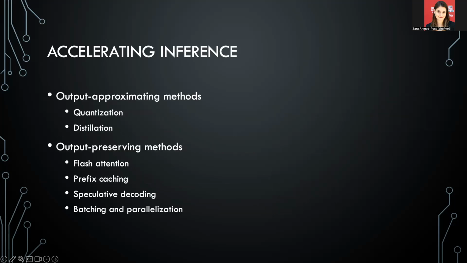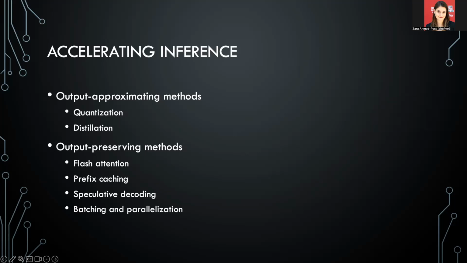Yes, so accelerating inference, this is pretty academic right now, but we have quantization and distillation. Those are two ways of approximating output by reducing dimensionality. And then we have output preserving methods. There's a new attention mechanism called flash attention. Yay! We're going to keep having new attention mechanisms all the time. You can do prefix caching techniques. We already know probably what the next bit is going to be, so we can cache little bits of it that can also help to accelerate your inference.